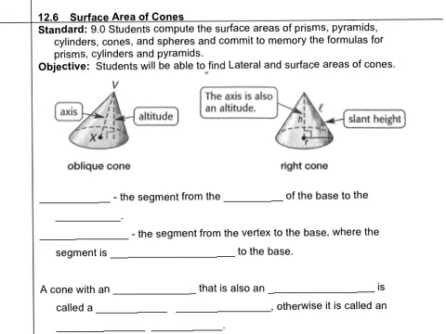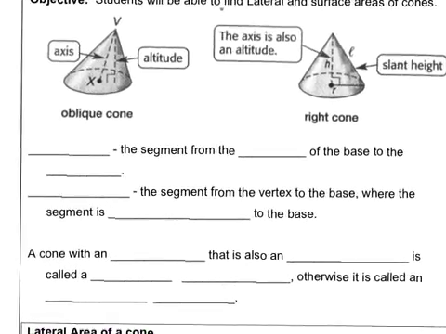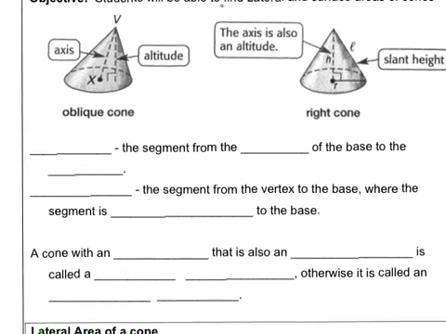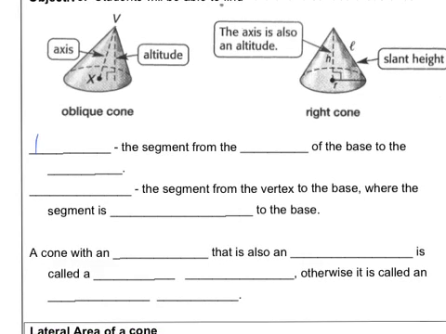Alright, 12.6, surface area of cones. Students will be able to find lateral and surface area of cones. Let's define a couple terms here real quick. First thing they want us to talk about is what an axis is. An axis is the segment from the center of the base to the vertex. So, center of the base to the vertex.